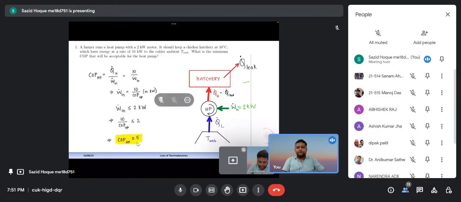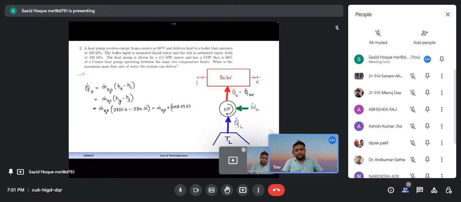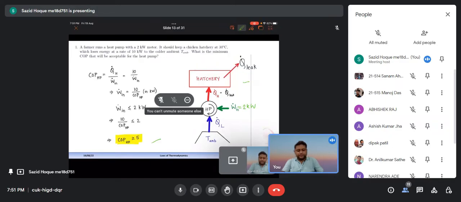So the COP has to be greater than or equal to 5. Similarly, we have the same heat pump there. Now we have a boiler. There it was simple because we don't have any flow. So this is like a closed system, you can think of. It is just heat going out.